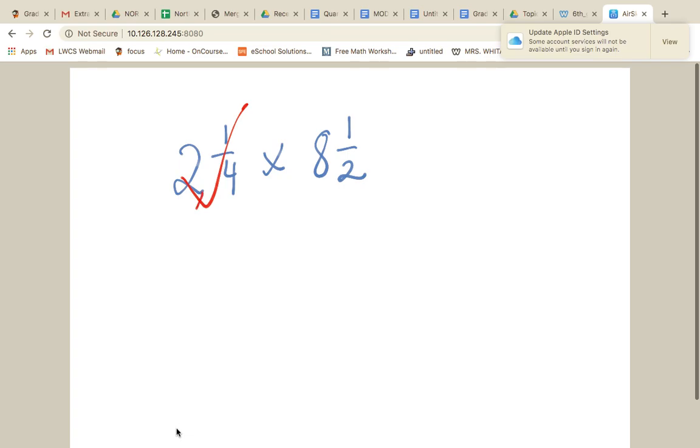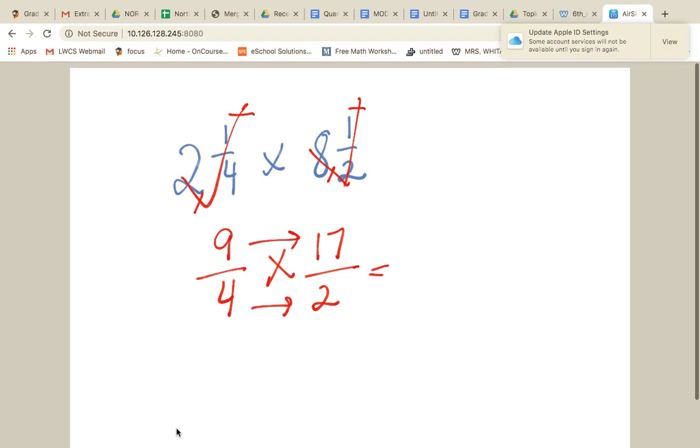So I do 2 times 4, which is 8, and then 8 plus 1 is 9. 9/4 times 8 times 2 is 16, plus 1 is 17, and you keep your bottom number. Now this looks just like what I had before, and you're going to multiply across. So I know I have 8 on the bottom, and 9 times 7 is 63. Regroup my 6. 9 times 1 is 9, plus 6 is 15. So 153/8. Change it back to a mixed number.